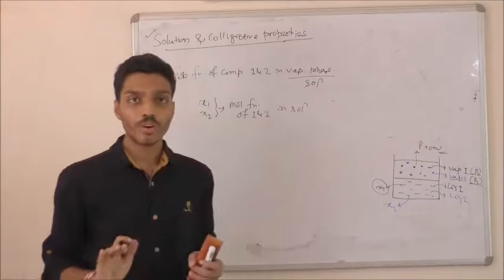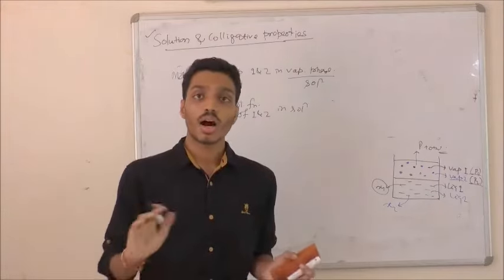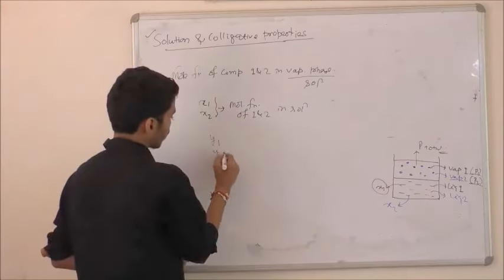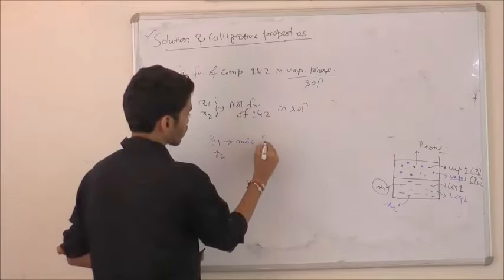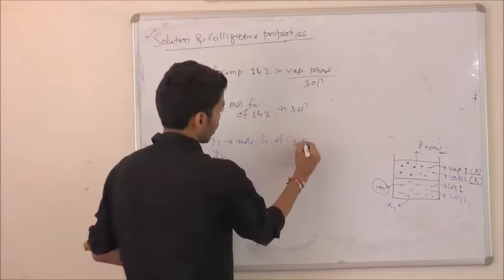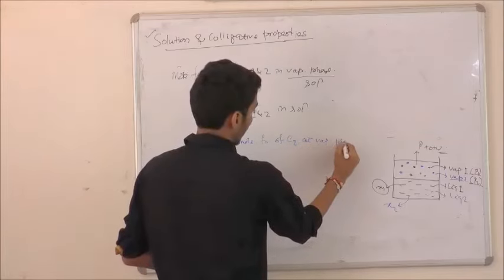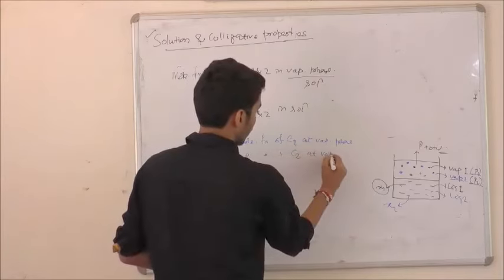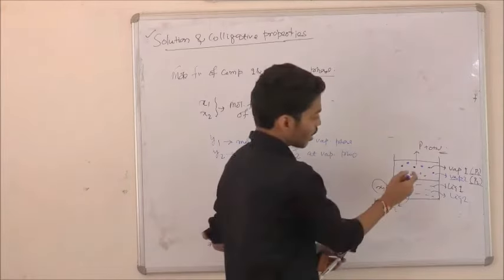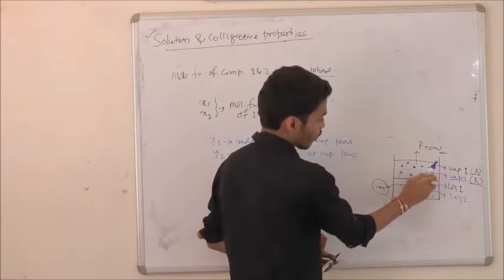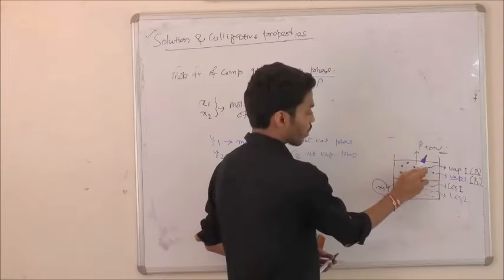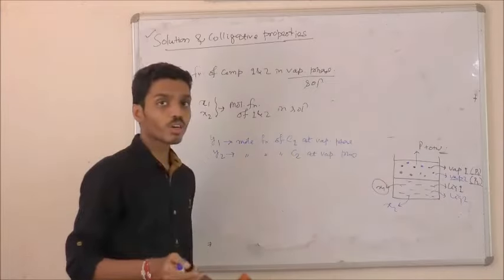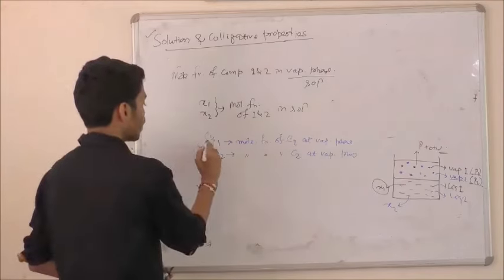Similarly, what happens in vapor phase? The mole fractions of component 1 and 2 are denoted by y1 and y2, where y1 is the mole fraction of component 1 in vapor phase and y2 is the mole fraction of component 2 in vapor phase. You can see in this vapor phase, these are the vapors due to component 2 and these are the vapors due to component 1. So in vapor phase also these are present in different moles, and from that we calculate the mole fraction, that is y1 and y2.